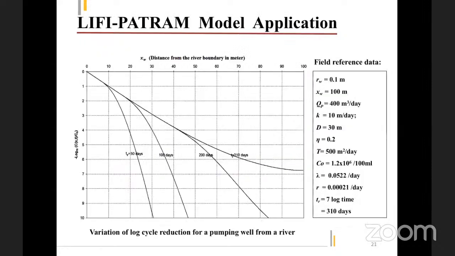The variation of log cycle reduction with the distance from the river boundary for various travel times of water after the onset of pumping is represented by this plot. The linear part of the graph indicates that the dynamic equilibrium condition in this specific zone has been attained for the solute transport, which helped to decide the safe distance of a pumping point away from the pathogen carrying river for 7 log cycle reduction.